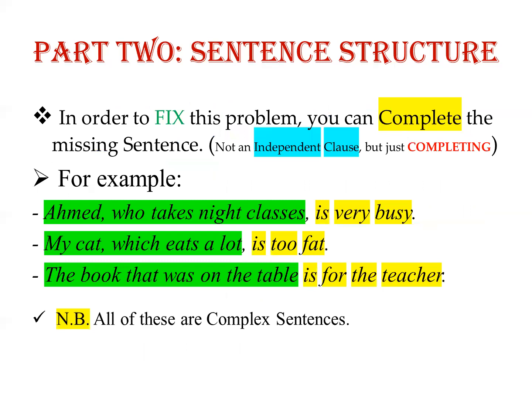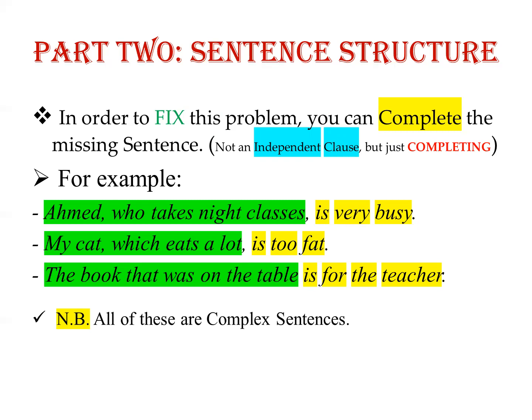In order to fix this problem, you can complete the missing part of the sentence. Not with an independent clause, but just by completing it. So we don't need a full sentence to complete it. No, we just need a complement. For example, Ahmed, who takes night classes, is very busy. Okay, this is the complement. The words in yellow are complements. My cat, which eats a lot, is too fat. The book that was on the table is for the teacher.